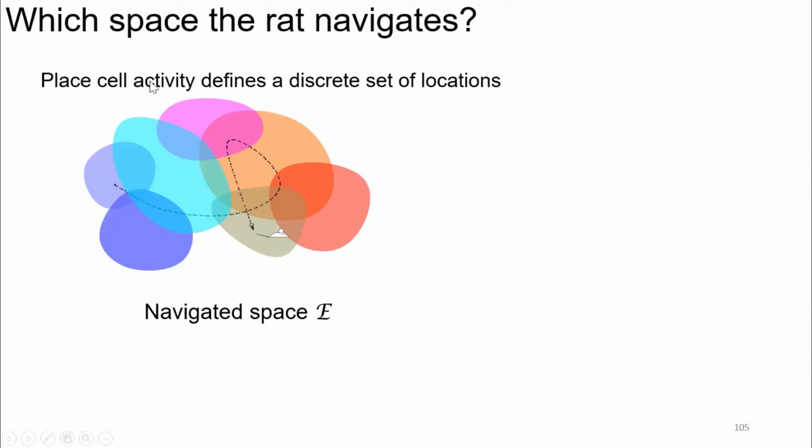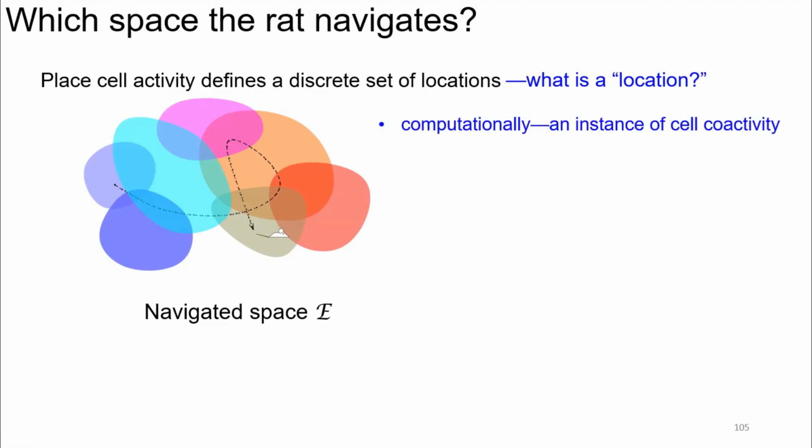When we talk about place selectivity, this defines a discrete set of locations. I would like to ask a semi-philosophical question. What is a location actually? What do we mean when we say we're representing a location? Computationally, a location is just an instance of coactivity of many cells, right? Or you can think of it as a portion of information that is received by downstream neurons. That's another way of looking at this.